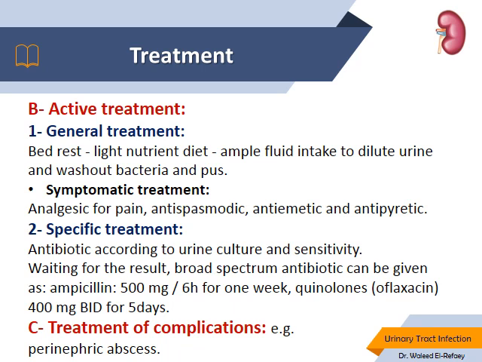The specific treatment includes antibiotics according to culture and sensitivity, as we said before, and during the period we wait for the result of culture and sensitivity, we could start a broad spectrum antibiotic to control the manifestations till the result of urine culture and sensitivity appears. These wide spectrum antibiotics include ampicillin or quinolones for 3 to 5 days till the culture result appears. Treatment of complications, if present, like perinephric abscess or pyelonephrosis, should be done with specific measures according to the complication present.